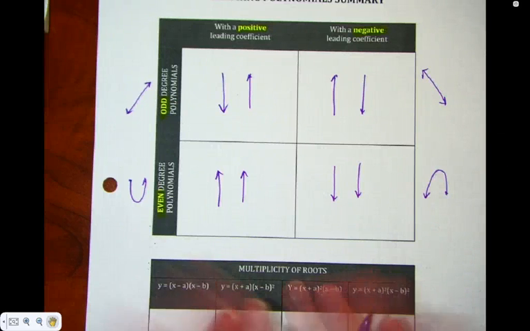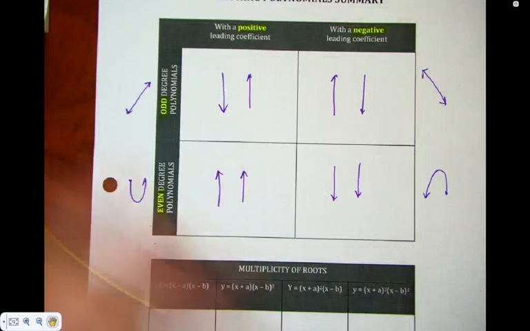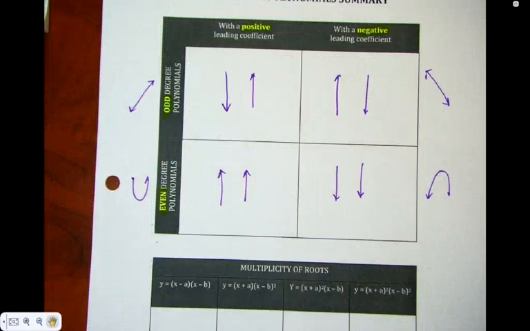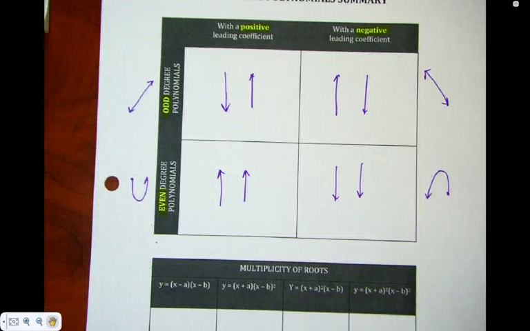We'll come back to this bottom box in a second, but I just want to make sure you understand this. It doesn't matter if you memorize it with words, if you memorize it in a table, if you memorize it with the picture, it's completely up to you. You need to know for an odd and even degree polynomial, what does it look like if the leading coefficient is positive, and what does it look like if the leading coefficient is negative.